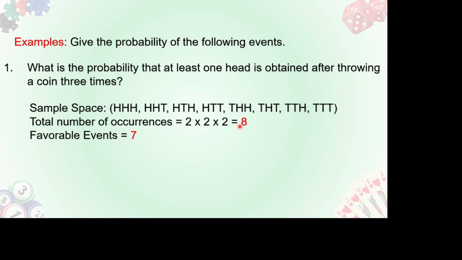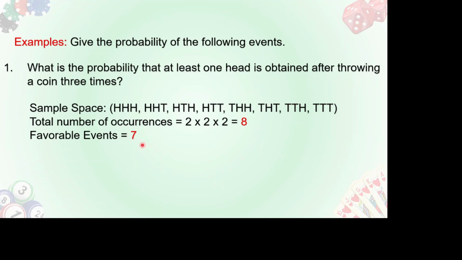There are 3 throws, and each throw has 2 possibilities, getting a head or getting a tail. So 2 times 2 times 2 equals 8. Now, the condition is getting at least one head. So the favorable events are those in which we can see at least one H. So it can exceed 1 but cannot be less than 1. So we have 1, 2, 3, 4, 5, 6, 7 with H. So we have 7 favorable events.